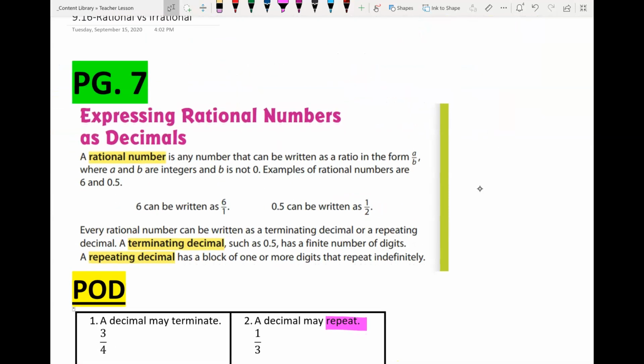As you do know and recall from 7th grade, we learned about rational numbers. Rational numbers are any number that can be written as a ratio in the form of A over B. So that's a fraction, where A and B are integers and B is not 0.